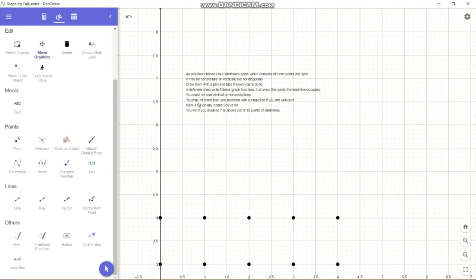You must not use vertical or horizontal lines. You may hit more than one landmine with a single line if you are unlucky. Mark an X on any points you have hit. You win if you avoided 7 or above out of 15 points of landmines.